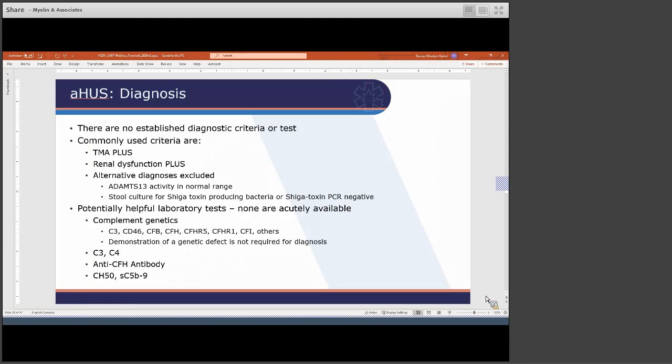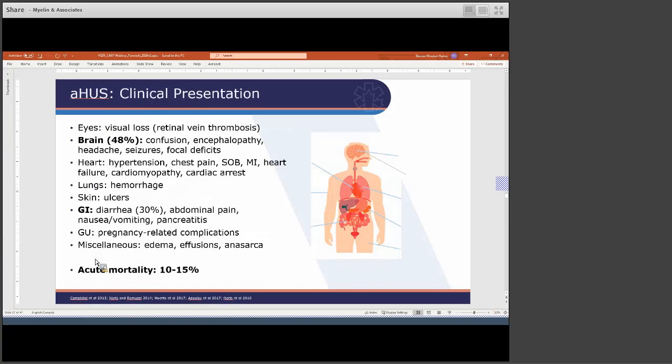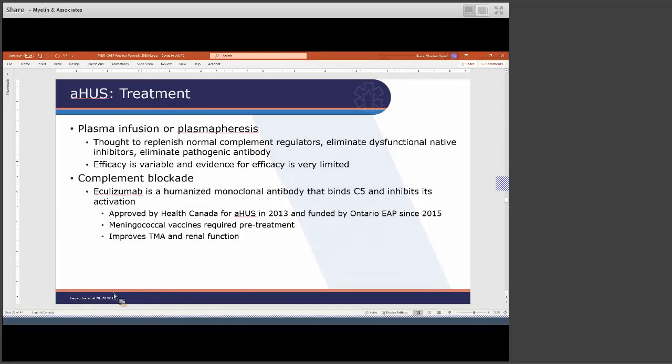There are a number of potentially helpful tests, and you can see them on the screen. I think that they will not be useful in the emergency room. They're not acutely available, and this is something that a hematology consultant may order down the road to try to figure this out. So let's go to the next slide. And so this is what I was trying to get across, is that there are a number of systems that are involved, with brain and GI tract being by far the most commonly involved. Next slide.